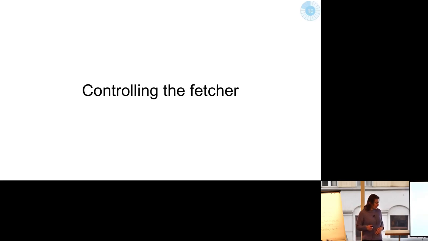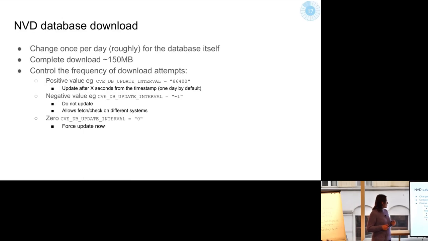Now, there are a few options to control the fetcher, the fetcher that is downloading the database from NVD. Certain things may be interesting to you if you are building over multiple machines, or if you are building on systems that do not have network access. As I said, the database changes once per day, and the complete download of the database is around 150 megabytes. So if you can avoid downloading it all the time, it's better. So we are fetching the update, and you can control the frequency of the fetcher.